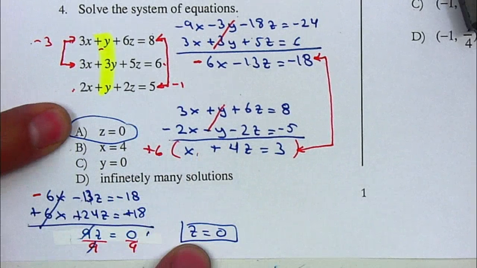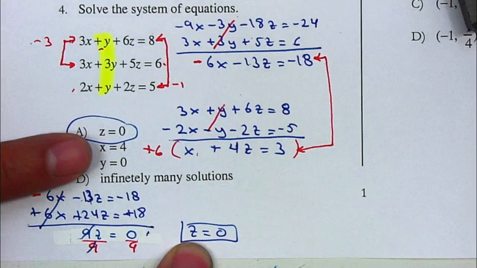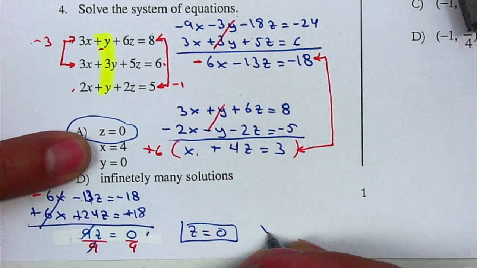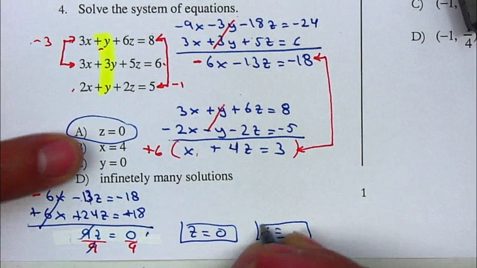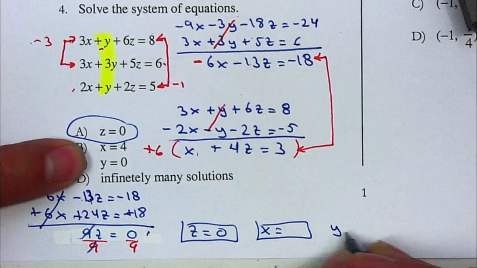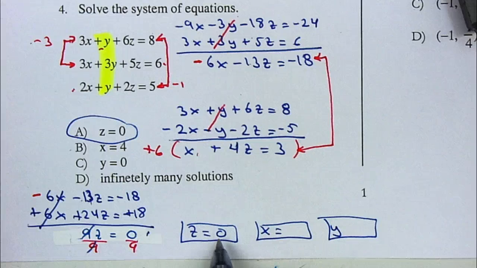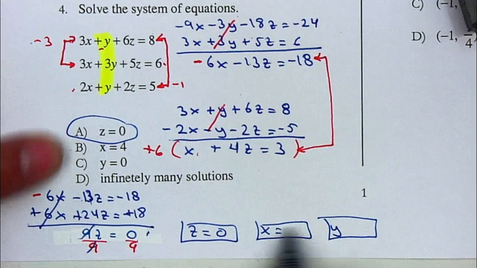So if you end up with a z, and if it's not a correct answer, then continue solving for y, or in this case for x, and see if the answer matches. If not, solve for y, and see if the answer matches. So if z is not the answer, continue with x, and then continue with y.